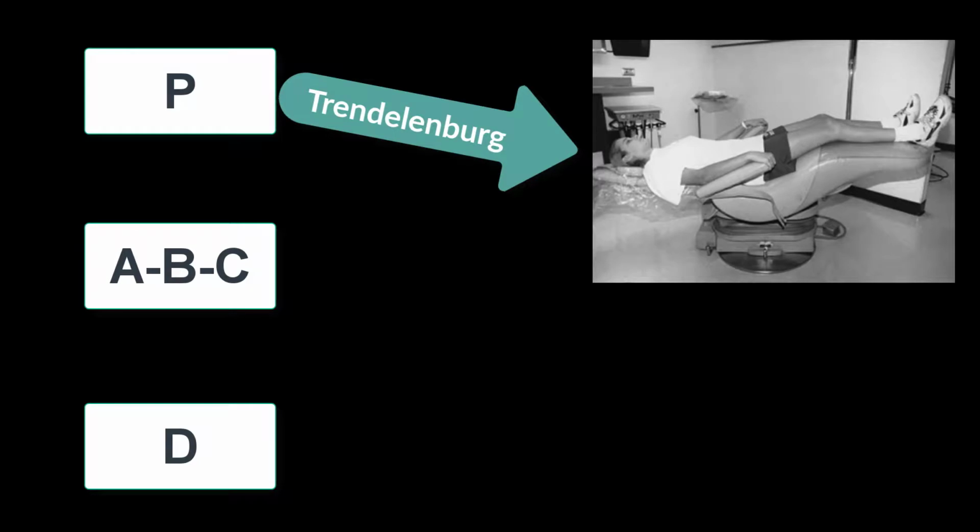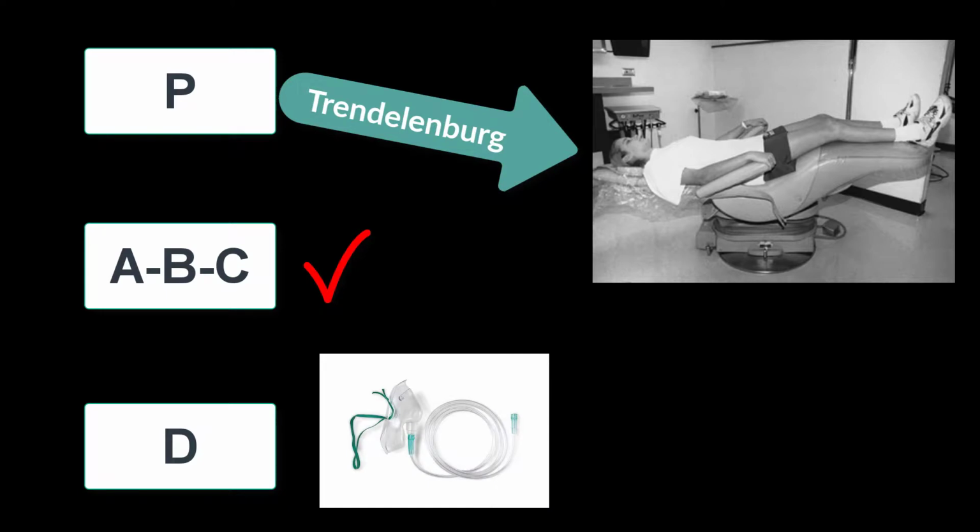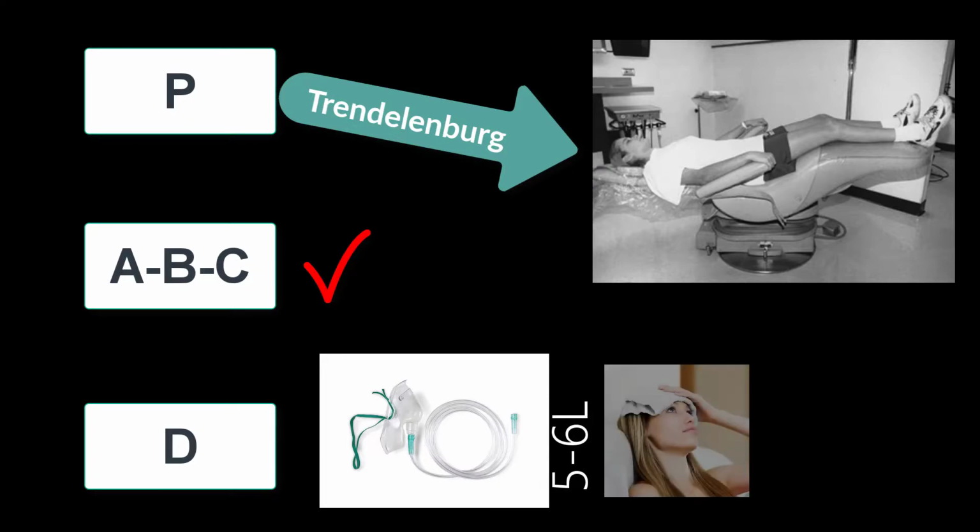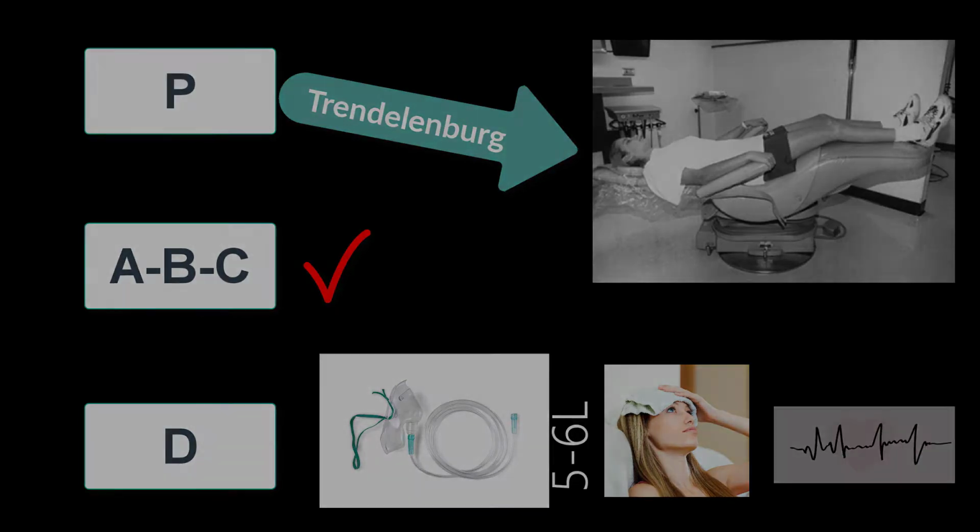Because syncope is a transient issue, airway, breathing, and circulation are usually not compromised, but they should be monitored. The patient should receive oxygen at a flow rate of 5 to 6 liters per minute, or if the unconsciousness persists, aromatic ammonia should be placed under the nostrils. A cold compress can be applied to the forehead. And you should ensure that the vital signs are monitored.